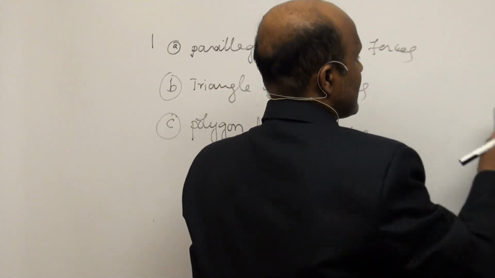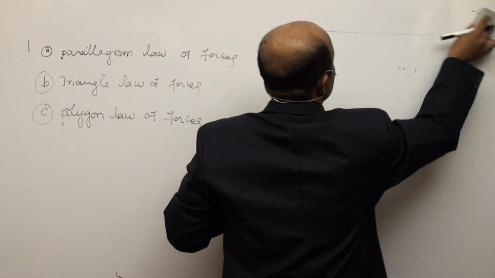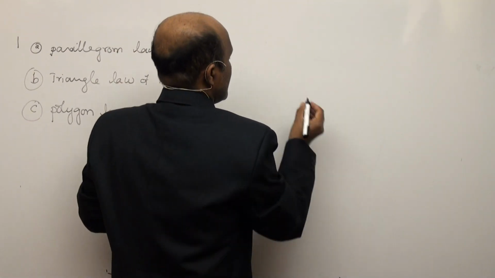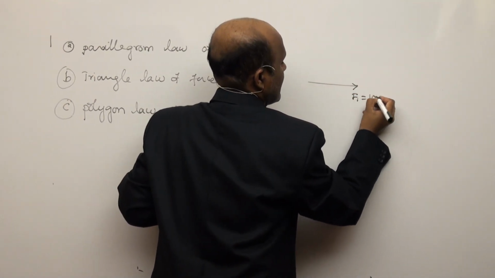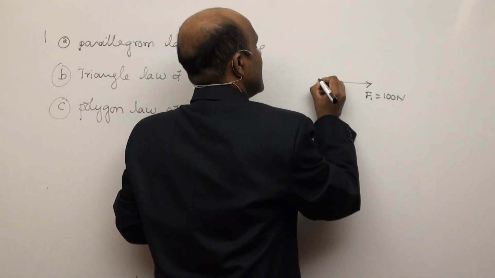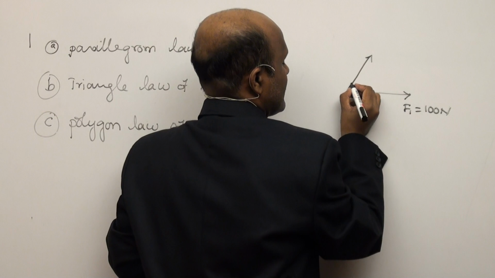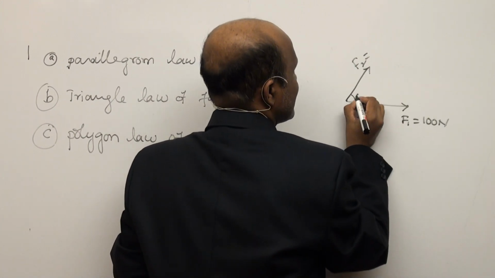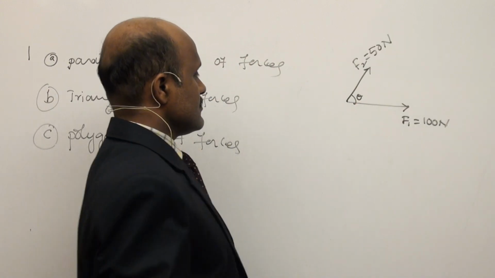So first of all, we will discuss the graphical method, under the parallelogram law of forces. Suppose the two forces are F1, which is 100 newtons, and another force F2, which is 50 newtons. Here the angle between the two forces is theta.